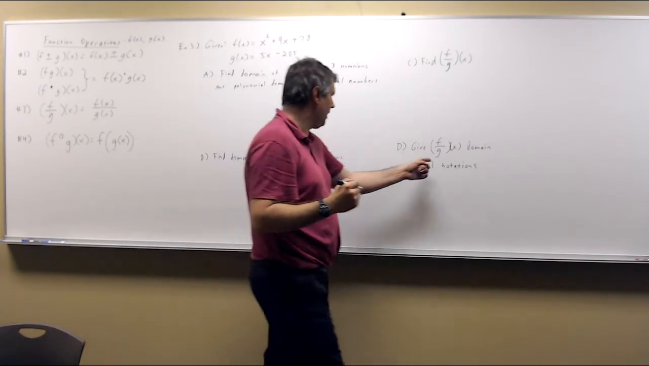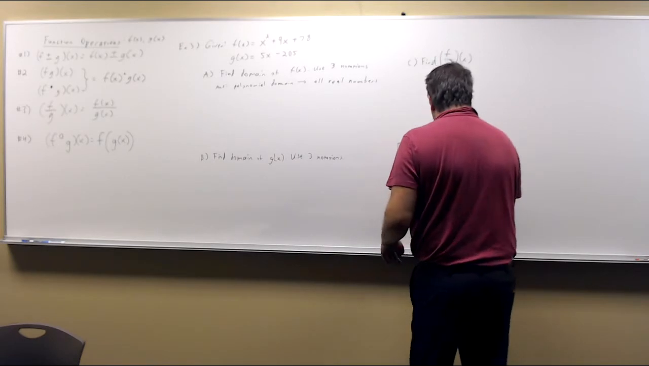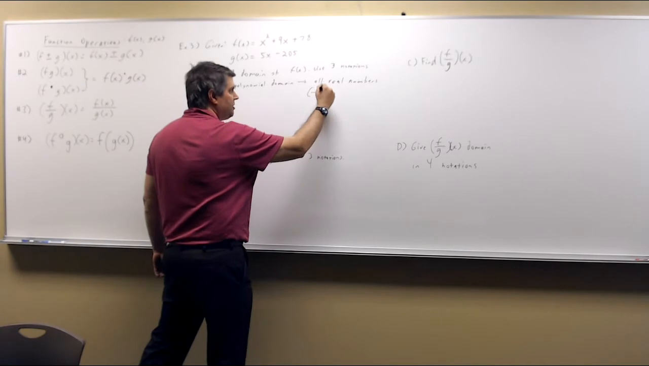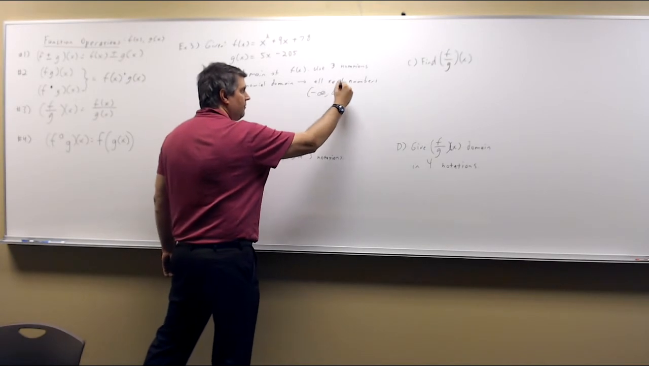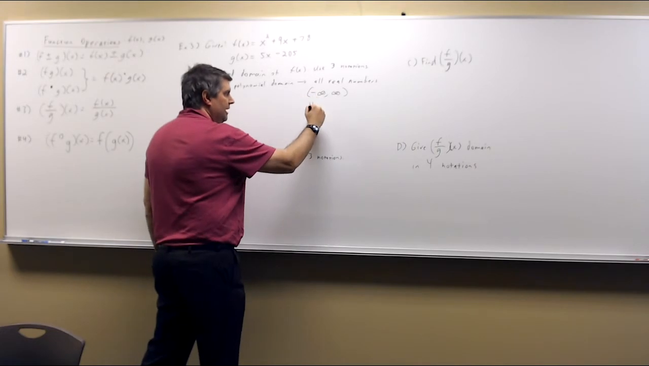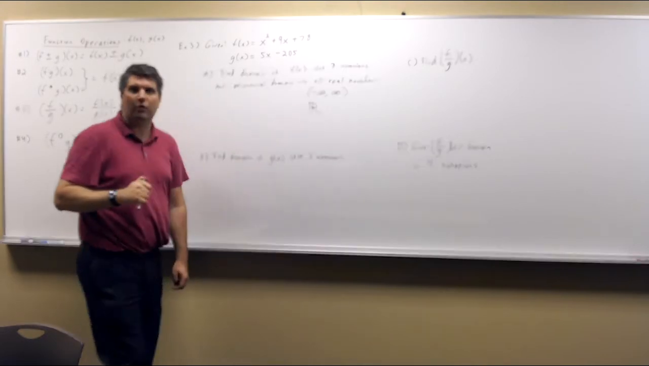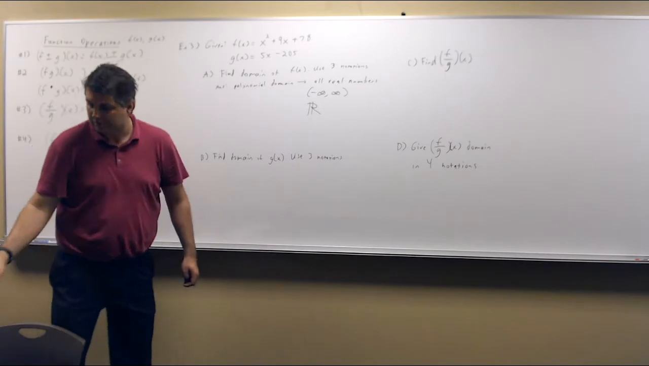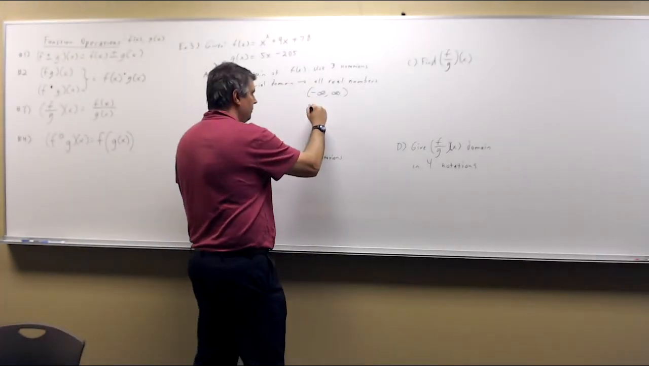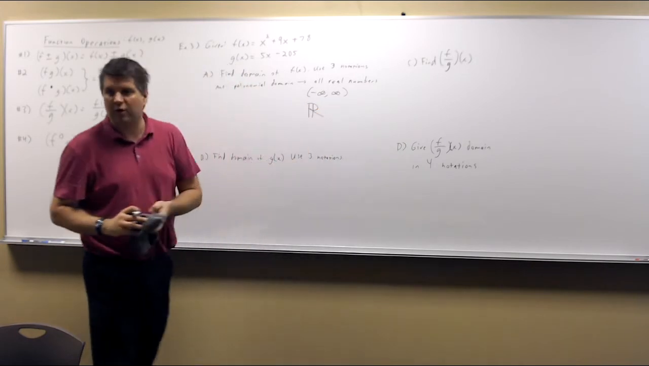And I'll go ahead and write, actually I'm going to change this to 4 notations. You'll see why in a moment. So all real numbers. In interval notation, that's negative infinity to infinity. And the third notation we can use is the symbol for all real numbers. It's basically an R with 2 vertical lines.